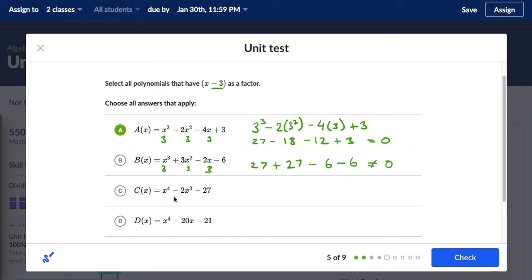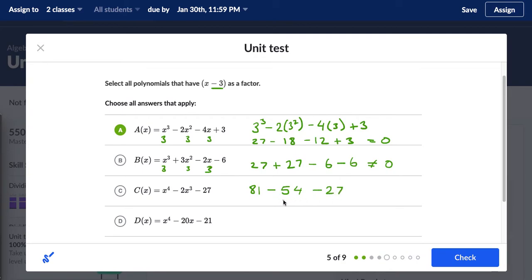Okay, again, plug in again. So we get 3 to the power of 4. All right, so that's 27 times 3, which is 81. Okay, minus 2 times 3 to the power of 3. So that's 27 times 2, which is 54. Right, minus 54 minus 27.